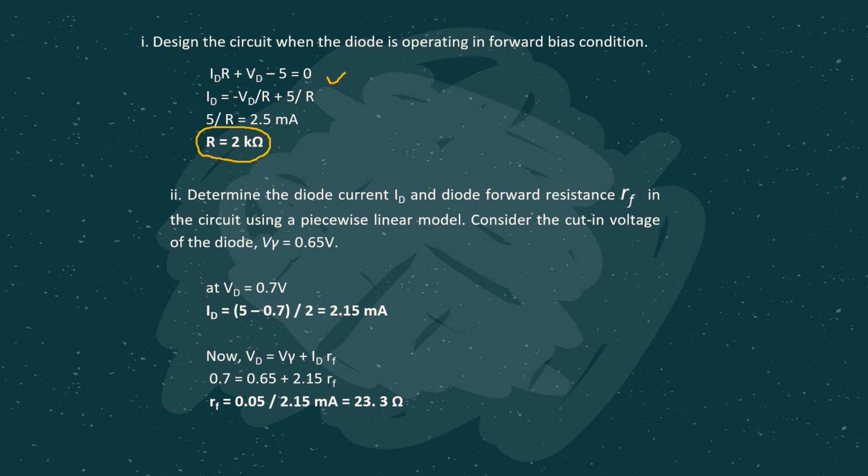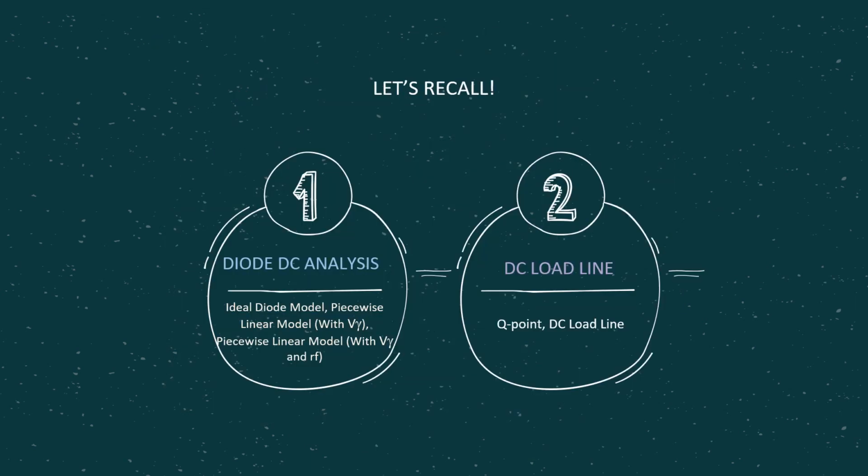For the second question, where you are supposed to find the diode current as well as the resistance value RF, again from the graph you know that at VD equals 0.7 volt, you substitute and get ID at this value. Once you know ID and VD, and V gamma is given, from here you can find the RF value. Although the solution is given, try to do it on your own to see whether you really understand or not.